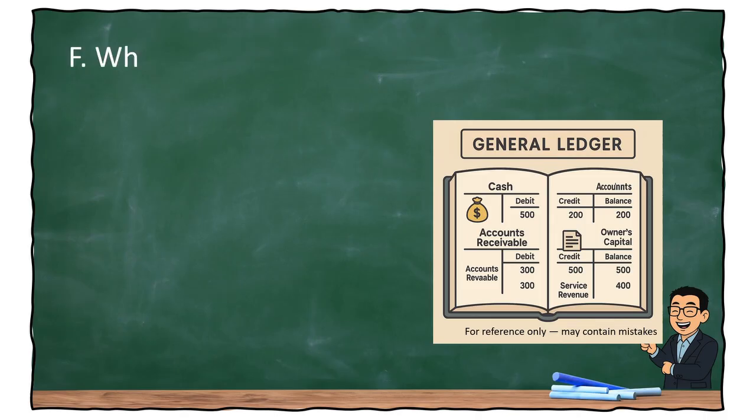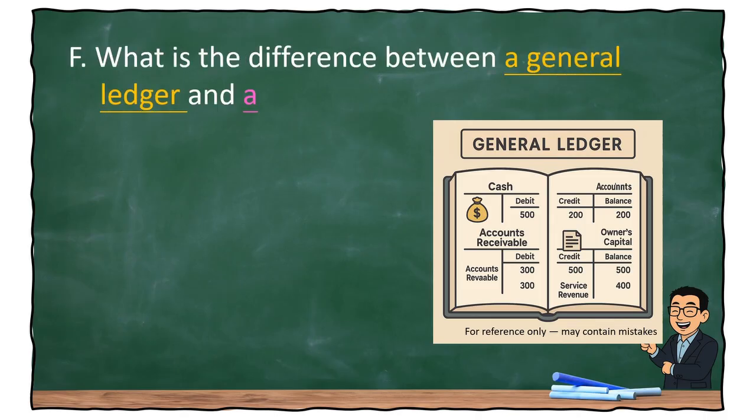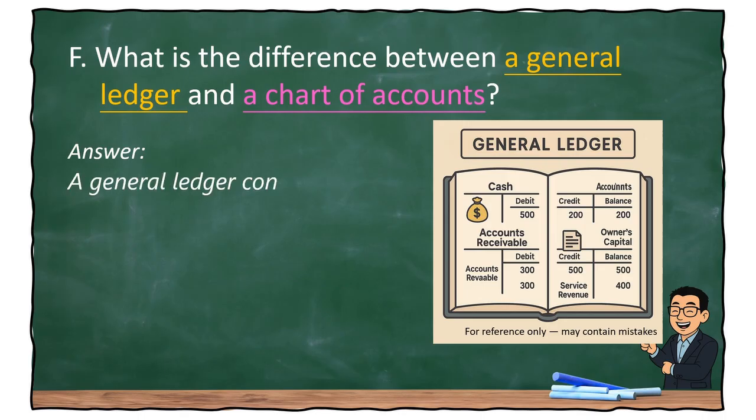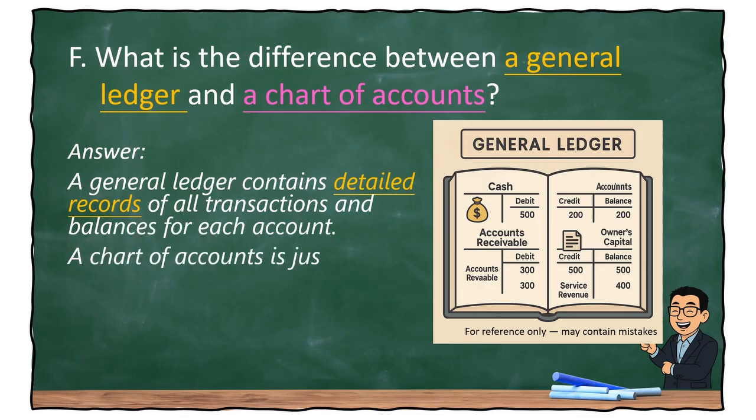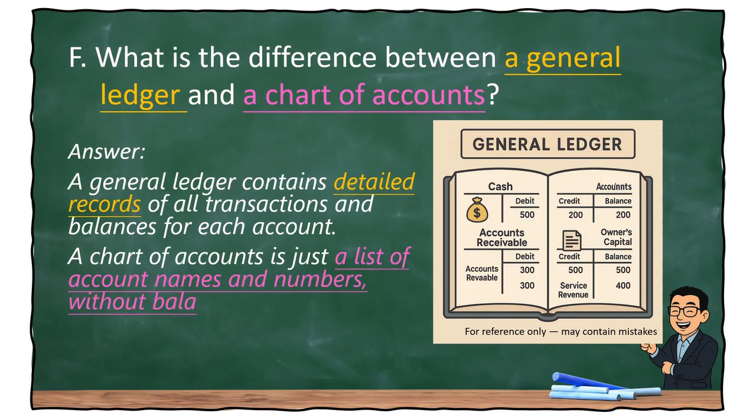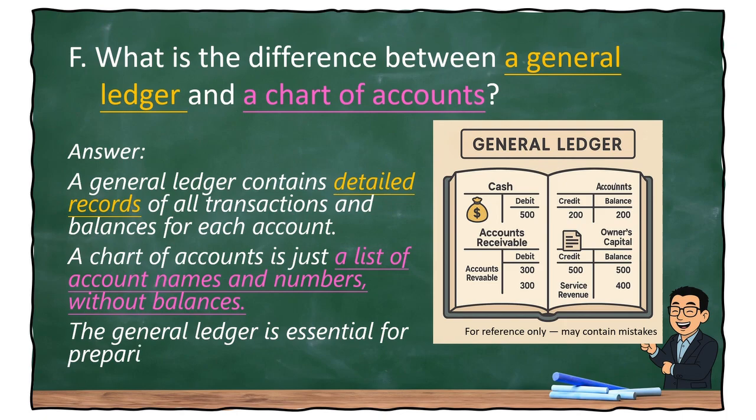Let's look at F. What is the difference between a general ledger and a chart of accounts? Explain their content and purpose. A general ledger contains detailed records of all transactions and balances for each account. A chart of accounts is just a list of account names and numbers, without balances. The general ledger is essential for preparing financial statements.